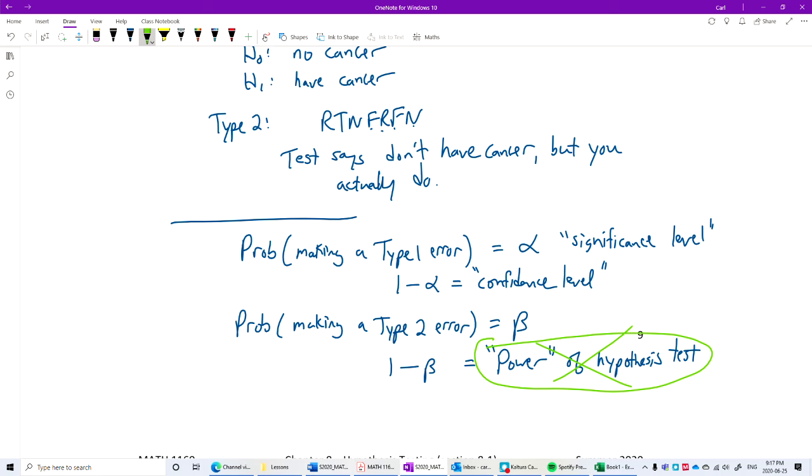So we're not going to analyze it; it's harder to analyze type 2 errors. That's the reason. We're going to do a little bit of this. We will do this, but not this. Not this. Okay.